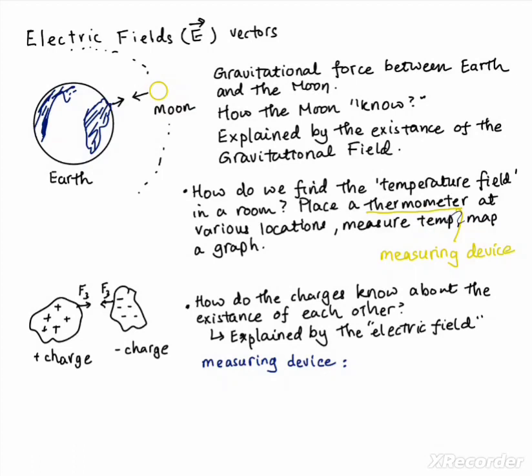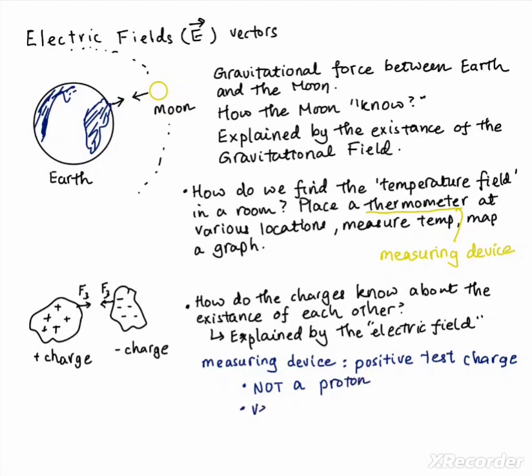So just like the thermometer, which was our measuring device, we need a measuring device for the electric field. And this is called a positive test charge. So the positive test charge is the measuring device of an electric field. A couple of things: this is not a proton. The positive test charge is not a proton.